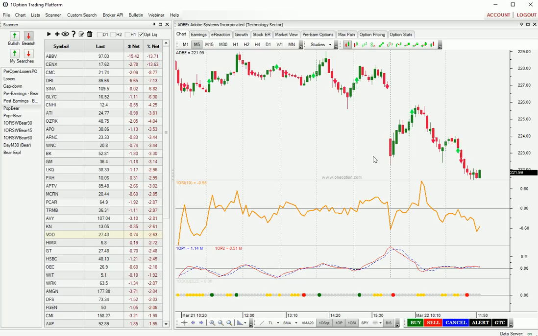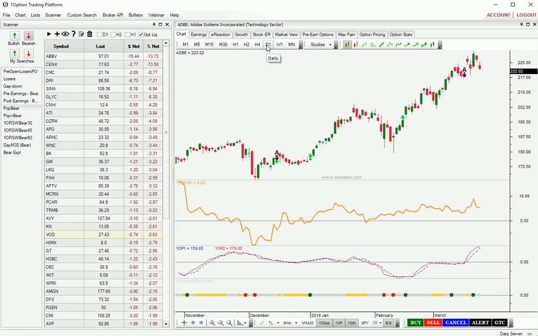ADBE, Adobe. Take a look at the daily here. So this stock has fallen hard. It looks like it's trying to bounce right here. A bounce anywhere to that low from the day would be pretty interesting to me when it starts to roll over and fail again, especially on a sell signal. And we'll take a look at the daily chart. It's been very strong relative to the market, but it's starting to soften up.